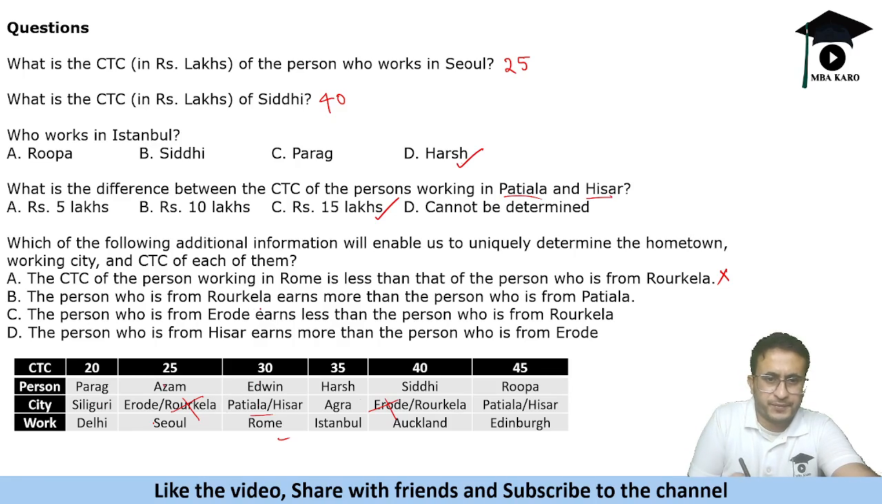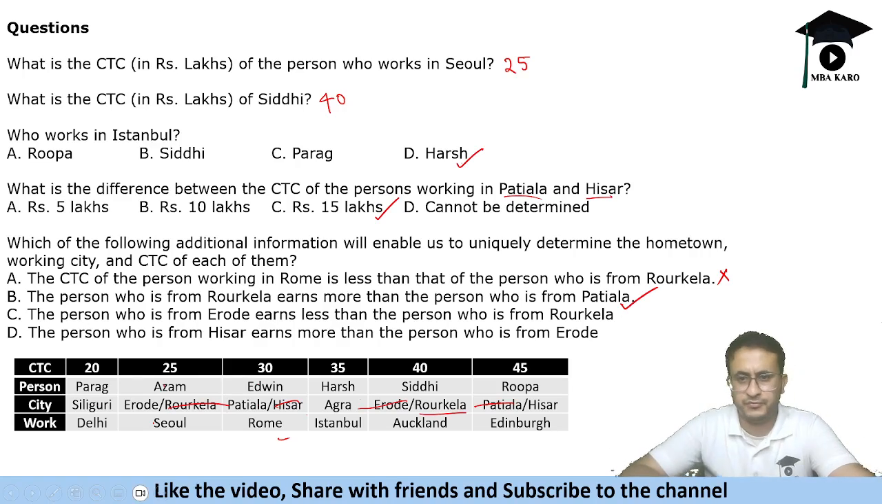The person who is from Rourkela earns more than from Patiala. So Rourkela earns more than Patiala. So this means this will be Rourkela and this will be Patiala. Because Rourkela cannot be put here, it has to be put here. So this is Rourkela, this is Patiala, and hence we can get all the information. That is our answer. If you wish to check the other two options, let us check that also.